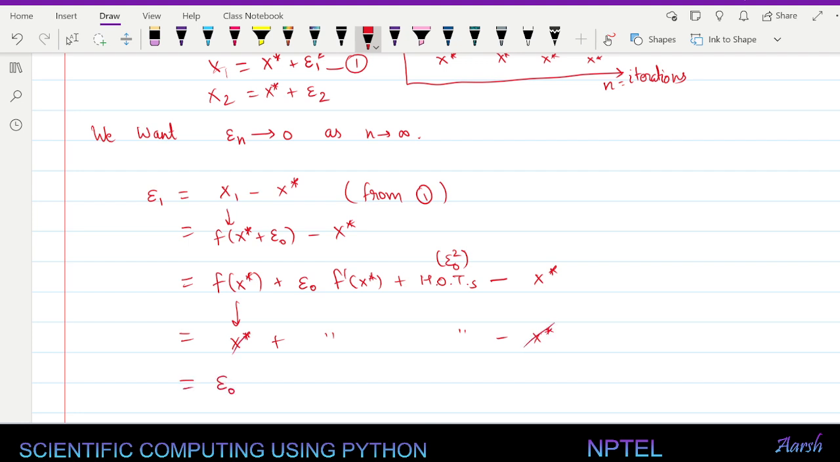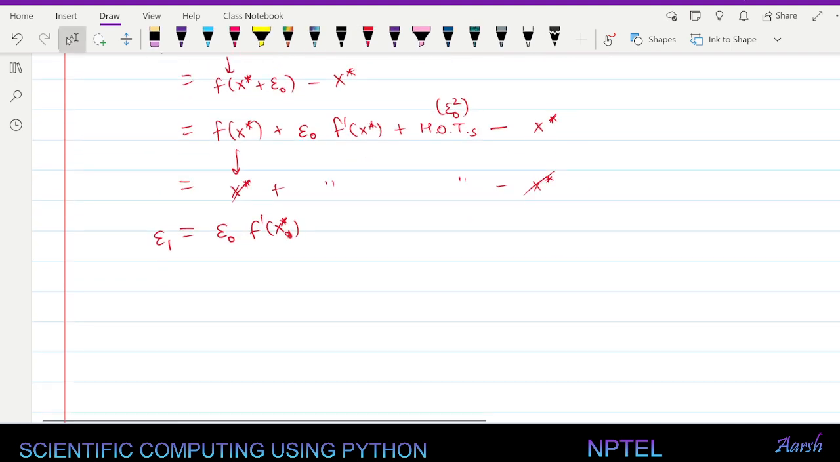So we have epsilon 0 times f dash of x star. This is epsilon 1. So epsilon 1 is epsilon 0 into something, which is this number. You can call it lambda or something.